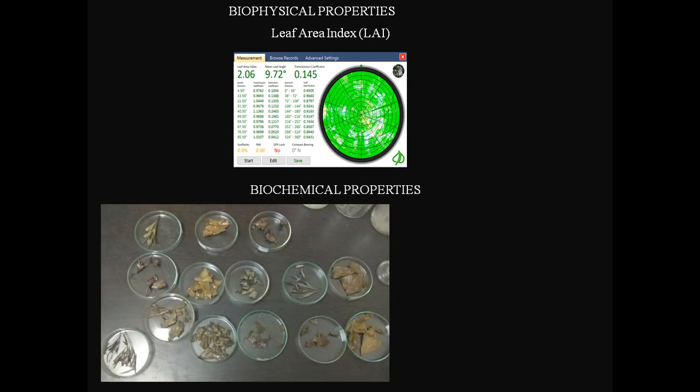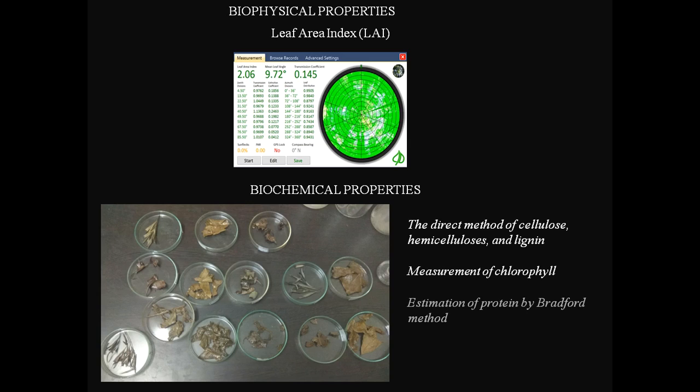Third is the biochemical properties. All the species that we collected were dried, so we took the weight of the leaves before and after the drying. Then they are subjected to extraction of different biochemical properties like cellulose, hemicellulose and lignin, chlorophyll measurement, estimation of the protein content within the leaf, as well as the nitrogen estimation using the Kjeldahl method.